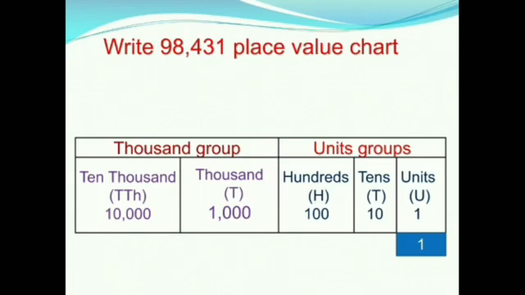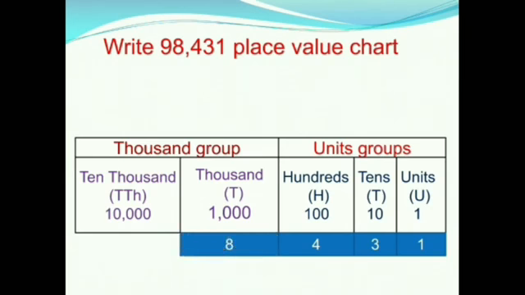Now the second number is 3. The second place is tens. So we will write 3 in tens place. Next the third number is 4. Third place is 100. So we should write 4 in hundreds place. Now the fourth number is 8. Fourth place is 1000. So we should write 8 in thousands place.